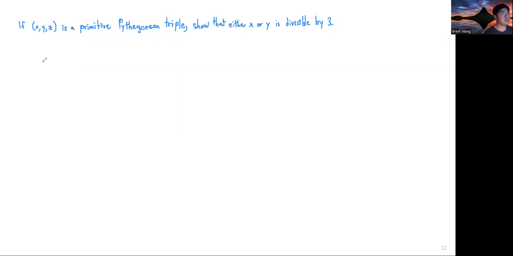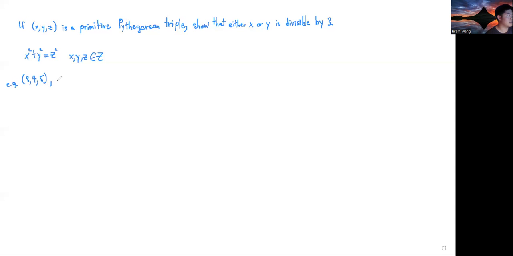So as we know, a primitive Pythagorean triple is three numbers that fit the equation in integers x squared plus y squared is equal to z squared, where x, y, and z are integers. For example, some examples are 3, 4, and 5, because 3 squared plus 4 squared is 25, which is 5 squared.